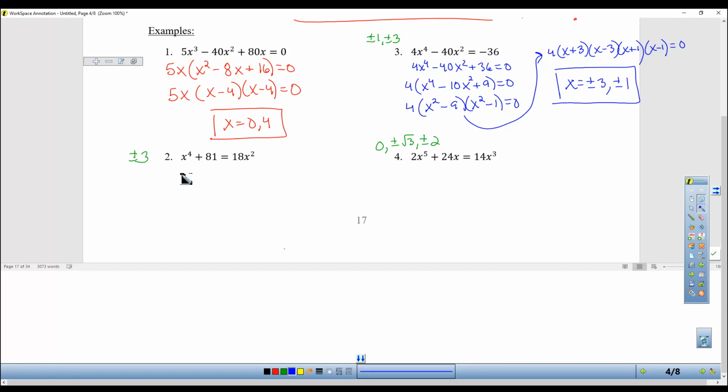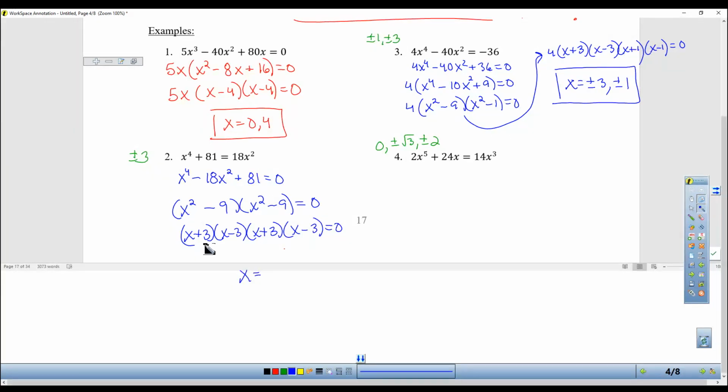Number 2, again, it's not equal to x squared, and not only that, but when I move it over, make sure you write it in descending order. This is very similar to the last one, in that it's another one of these x to the 4ths that you can factor into x squared minus 9 and x squared minus 9. They're the same factor, and that gives me (x + 3)(x - 3)(x + 3)(x - 3) is equal to 0. But you do not need to list the negative 3 twice. You can just say x is equal to plus or minus 3.